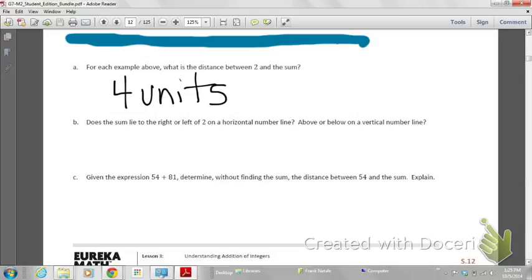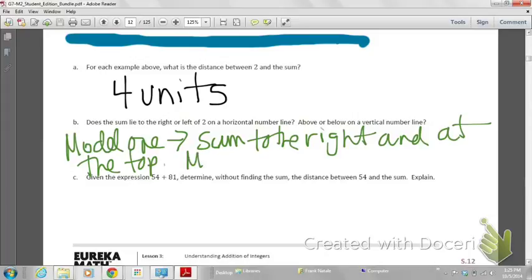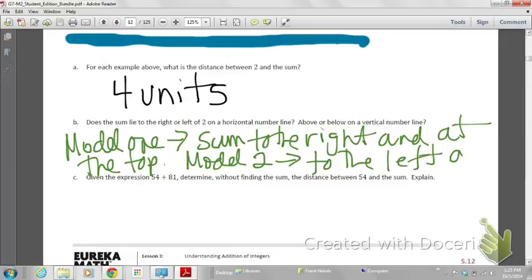And then you could write it in there. I hope you've written it in there yourself. Model 1: sum to the right and at the top. Model 2: to the left and at the bottom.